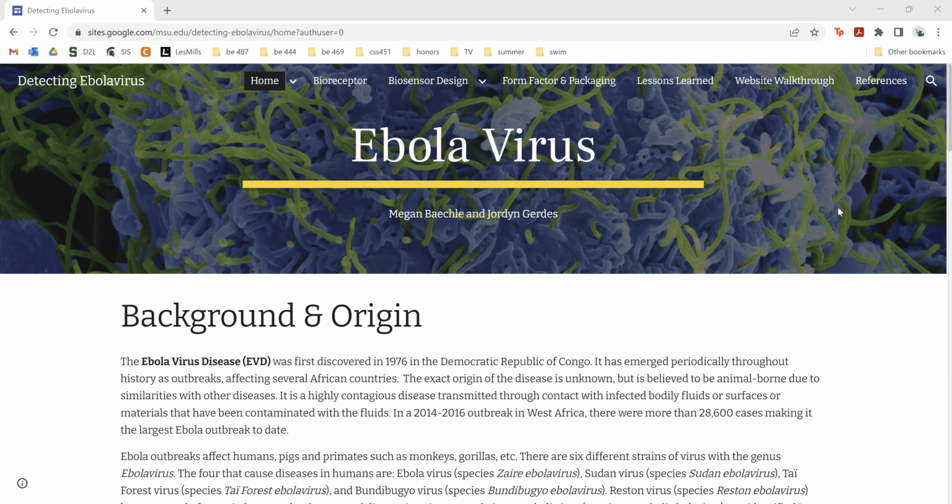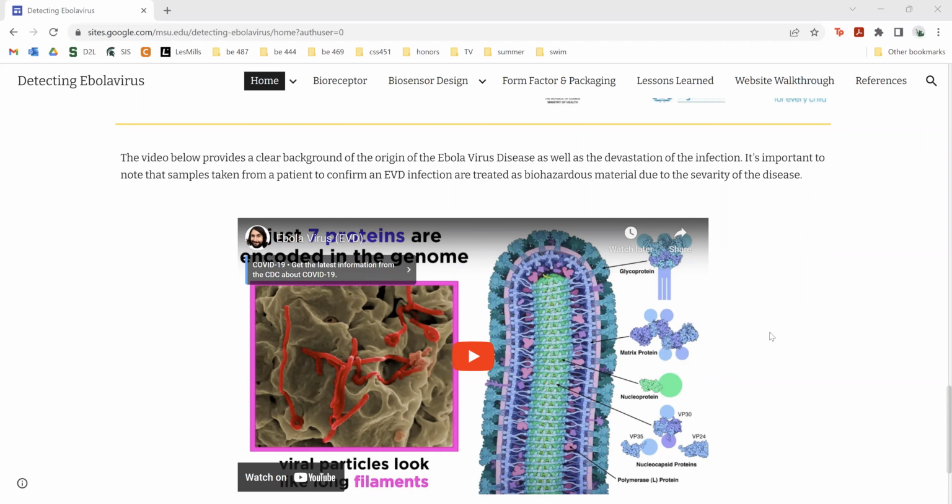And then also as we scroll down, you can see symptoms. Some of the symptoms are very similar to those of other common diseases in the area. So it's important to be able to identify EVD as soon as possible, just because it is so contagious. And then lastly, down here at the bottom is a video further explaining EVD and how someone who's infected with EVD, their blood is treated as biohazardous material, so it's pretty severe.